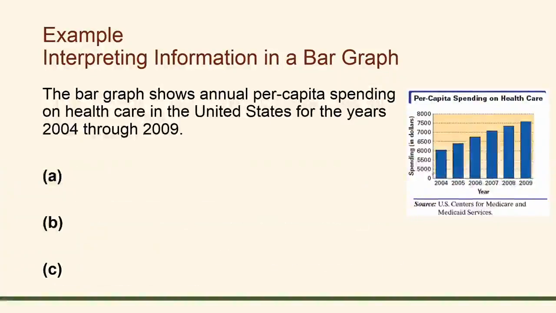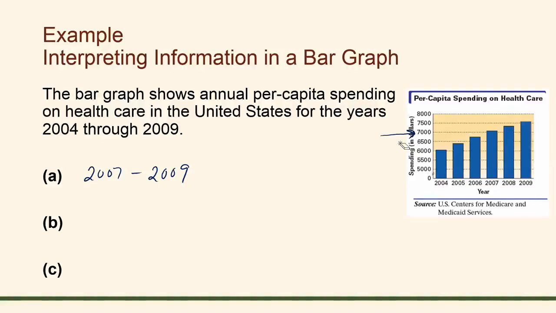Let's start with Part A. Again, the question asks, in what years was per capita healthcare spending greater than $7,000? So looking at the bar graph, let's find on the vertical axis about where $7,000 is, which is right here. And do we have any bars extending over the $7,000 mark? As we can see, these last three, 2007 through 2009, all have a height greater than the $7,000 mark. So yes, the answer to A is that happened in 2007 through 2009.